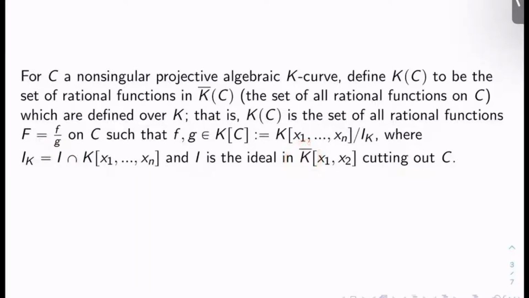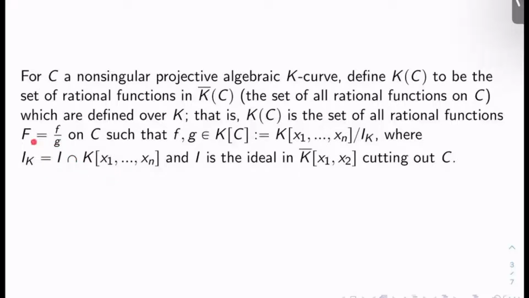Okay, so let's backtrack. You've got some curve C. Initially, it's cut out by some ideal I in K bar[x1, ..., xn], let's say. But I want to look at the set of functions defined over K on C, not the set of functions defined over all of K bar on C. So what I'll do is take the coordinate ring of C defined over K. I'll take this ideal that cuts out my curve C and intersect it with the polynomial ring in n variables over K, because I is presumably just defined over K bar.